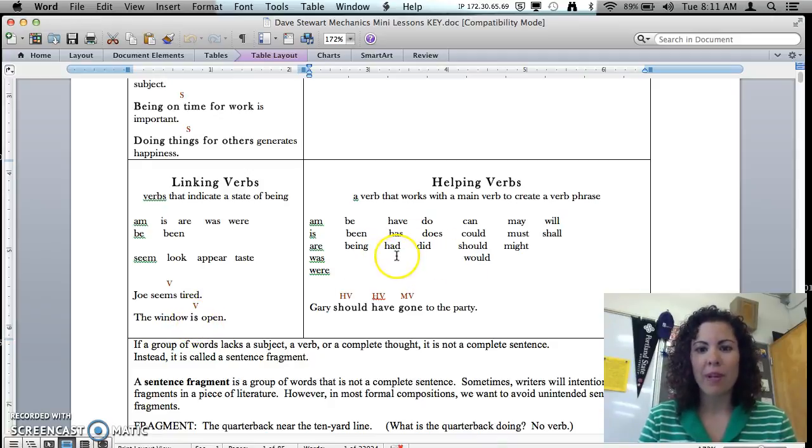Over here we have helping verbs. Helping verbs are verbs that work with a main verb to create a verb phrase. And you're going to see in your writing that you have a lot of verb phrases. There's an example here that shows you Gary should have gone to the party. Gone is your main verb. It's the action. But should have are also parts of helping verbs. So these words are really important. Am, be, have, do, can, may, will. All of those type of verbs are important.